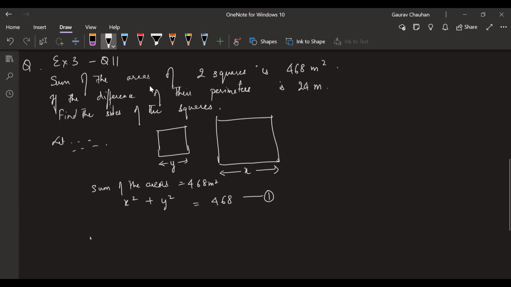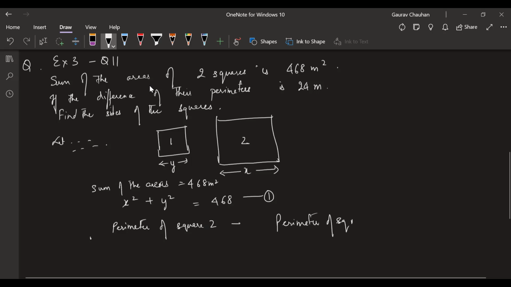Now again we have two variables, so we need something to remove one variable. This will be a quadratic equation, but we still have to remove one variable, and that information is in the second piece of information: the difference of their perimeters is 24 meters. Which one is bigger? x is bigger. Let's call them square 1 and square 2. Perimeter of square 2 minus perimeter of square 1 is equal to 24 meters.